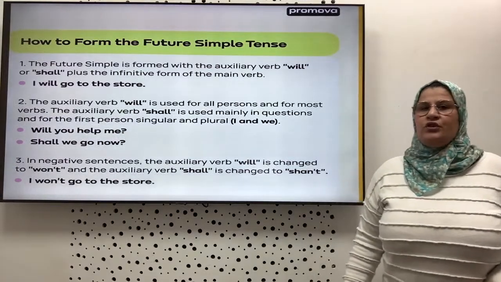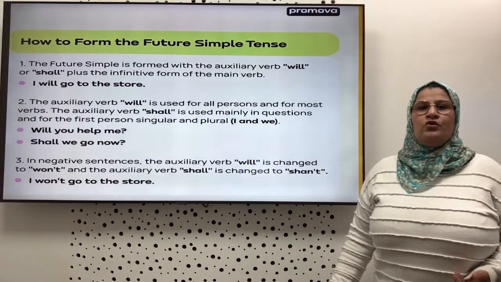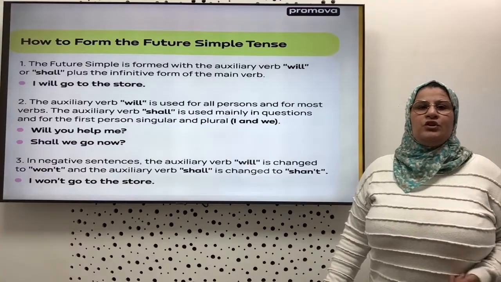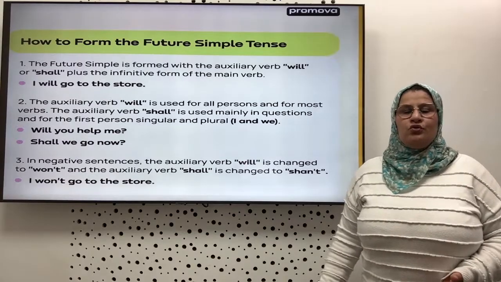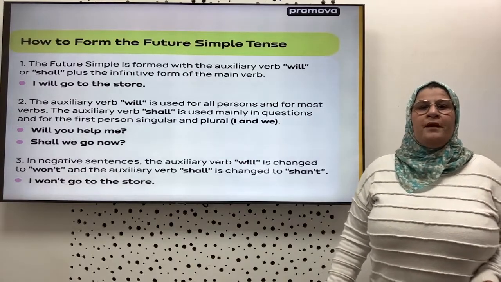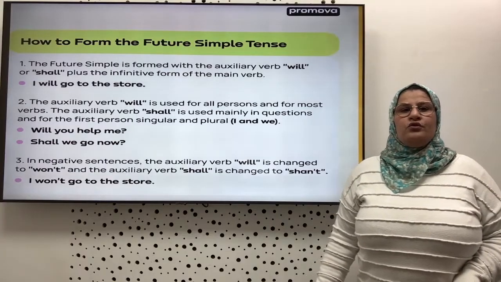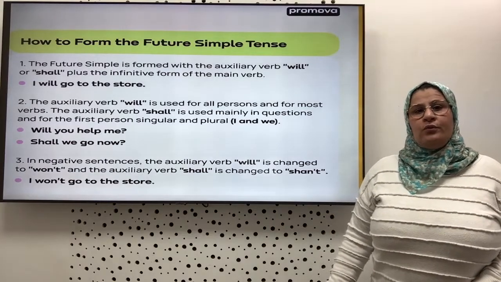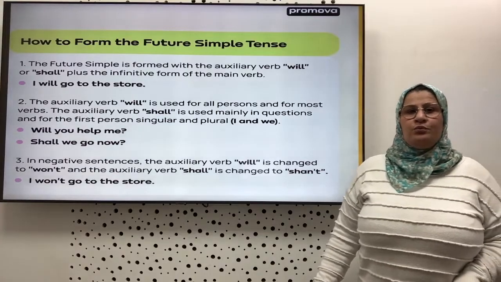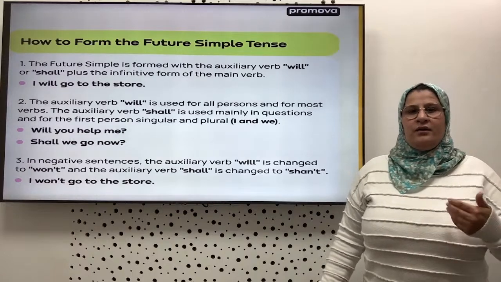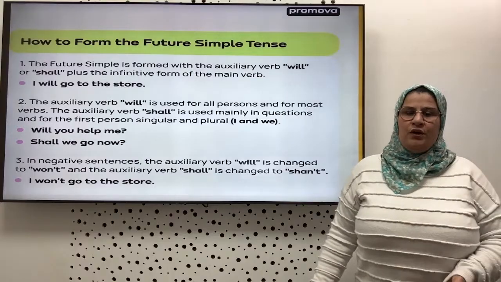How to form the future simple tense? The future simple is formed with the auxiliary verb will or shall plus the infinitive form of the main verb. I will go to the store, or the short form, I'll. The auxiliary verb will is used for all persons and for most verbs. The auxiliary verb shall is used mainly in questions and for the first person singular and plural, I and we. For example, will you help me, or shall we go home?